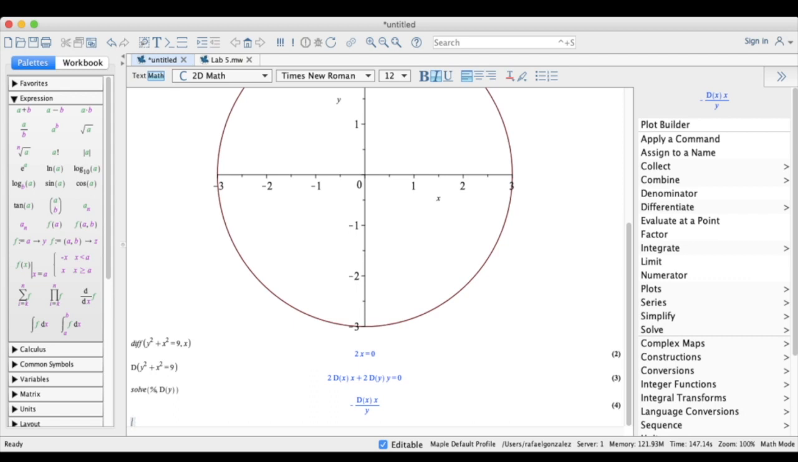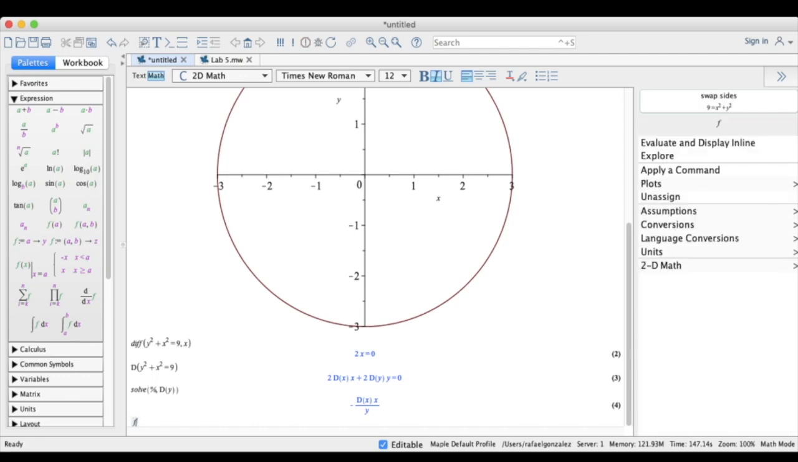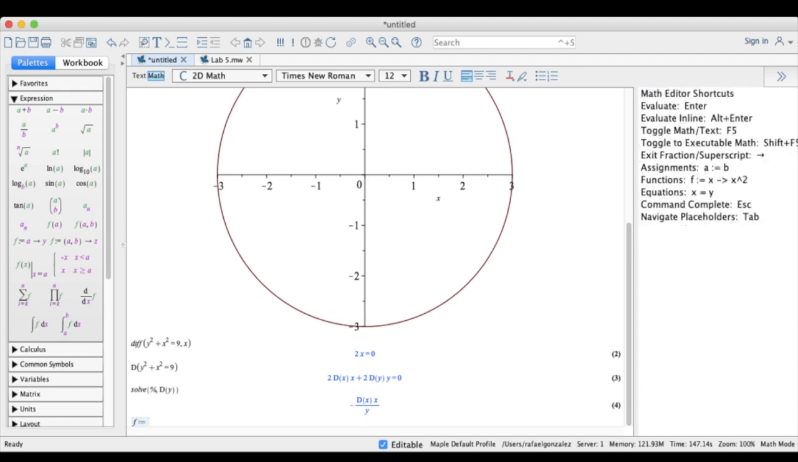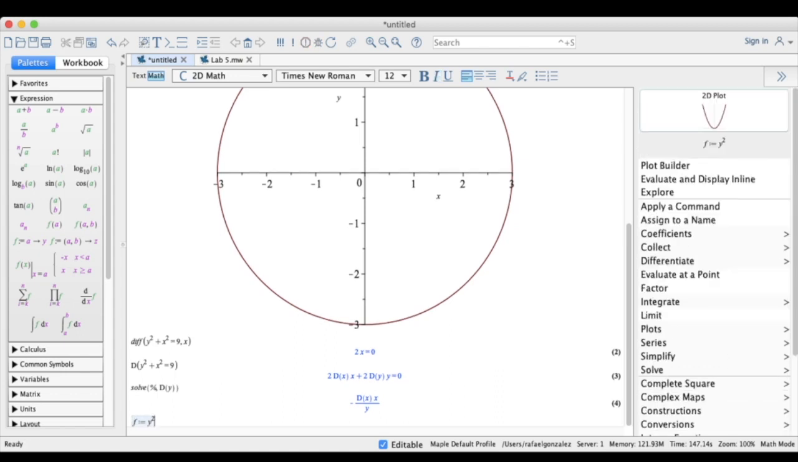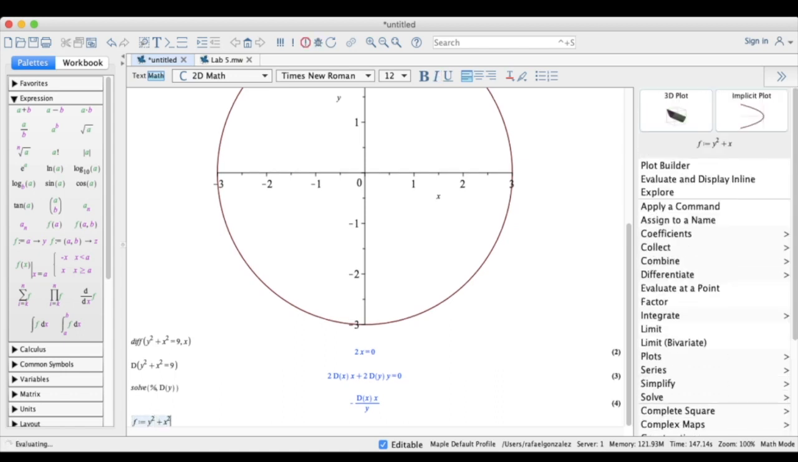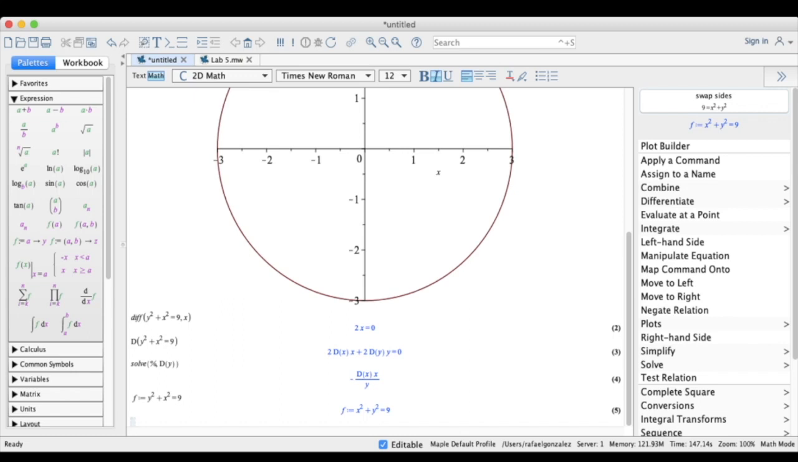But notice that this took me 2 steps to do. On Maple, we actually have one command that takes care of implicit differentiation for us. Before I use that command, however, I'm going to define f to be the following. F is going to be our equation, y squared plus x squared equals 9. Now I'm ready to use my implicit differentiation command.